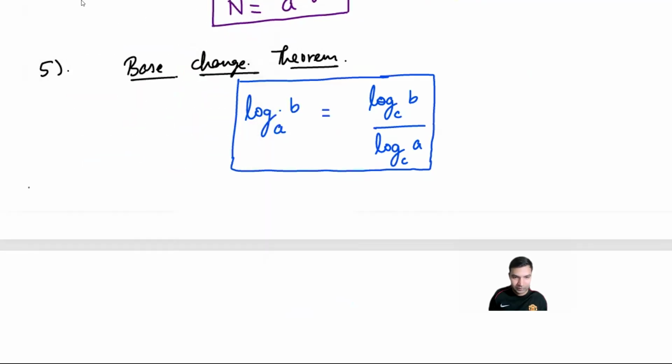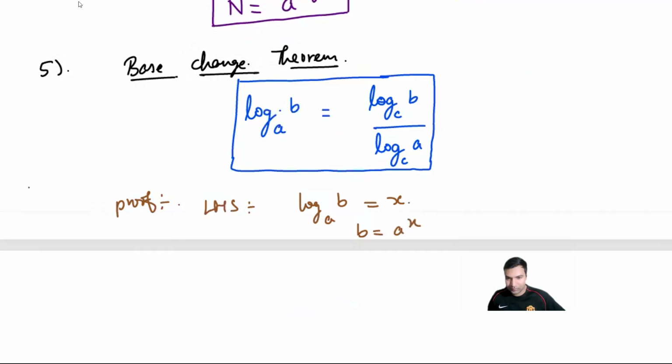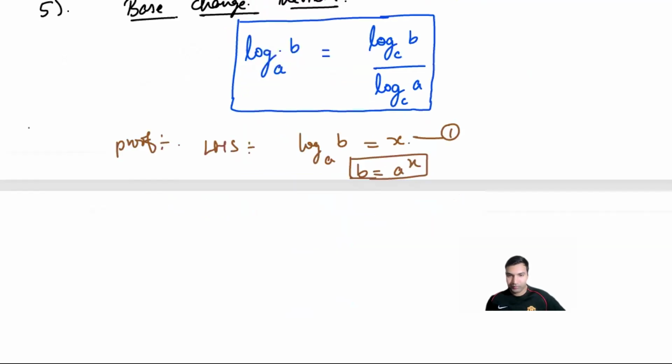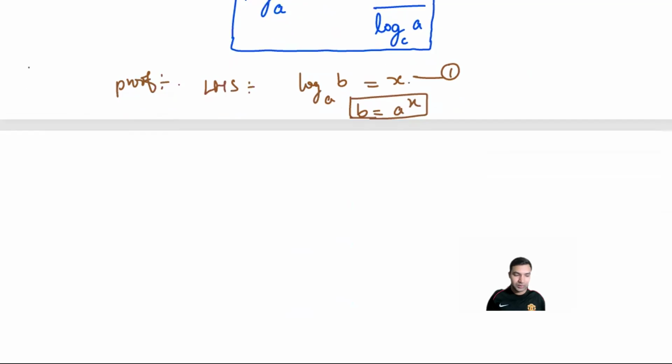Let me use a different color. Let's understand the proof. The proof goes like this. Start with the LHS. Assume that log of b to the base a is equal to some number x. In the exponential form, b is equal to a to the power x. Yes or no? Log b to the base a equals x, and therefore its exponential form is b equals a to the power x. Perfect.